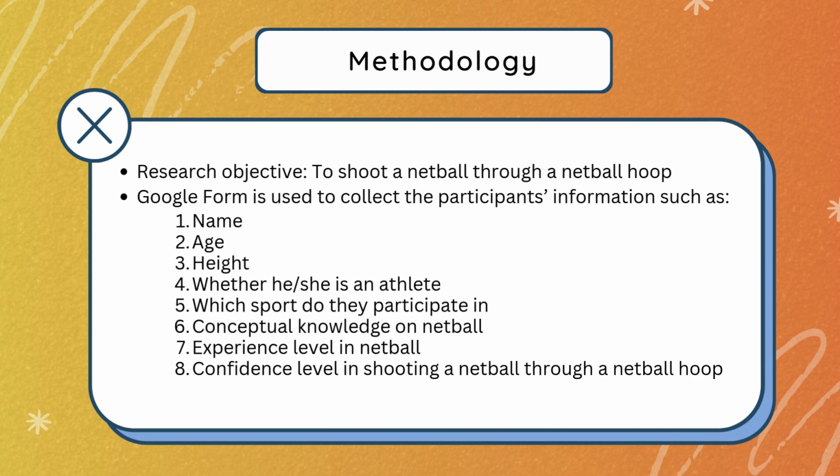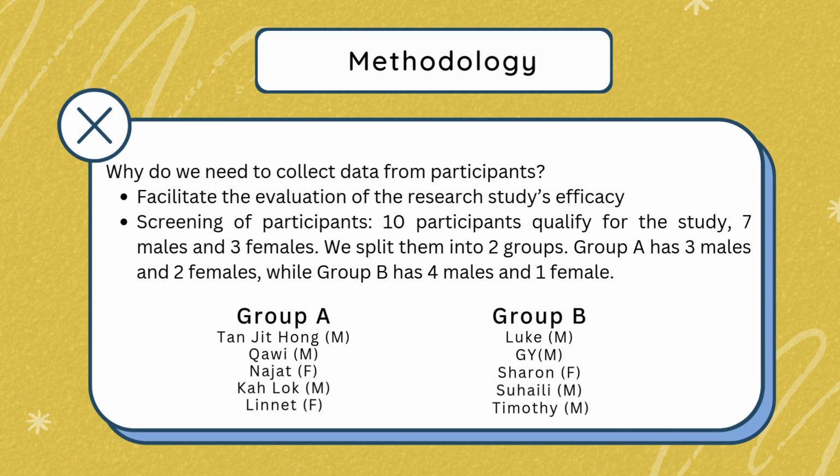Our research objective for participants is to shoot a netball through a netball hoop. Before the test, all participants will be required to fill in a Google form. The Google form used will provide us with the following information about the participant: name, age, height, whether he or she is an athlete, which sport they participate in, conceptual knowledge on netball, experience level in netball, and confidence level in shooting a netball through a netball hoop. The data gathered from the Google form will facilitate the evaluation of the research study's efficacy.